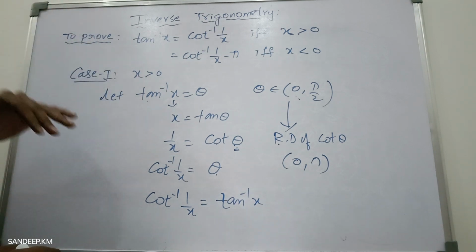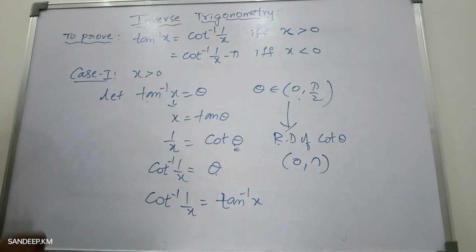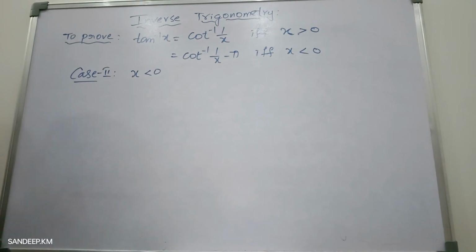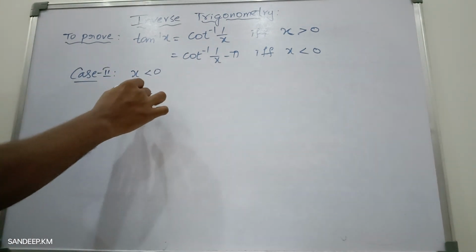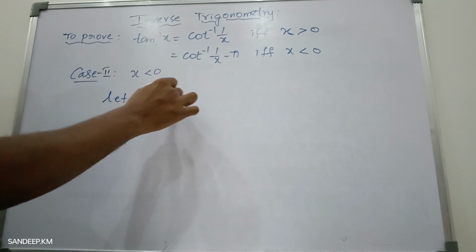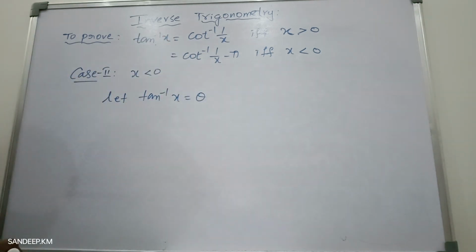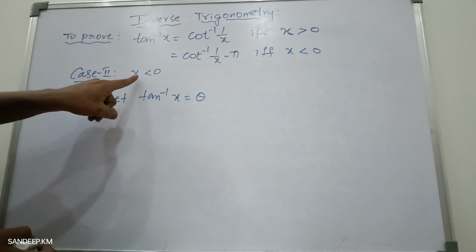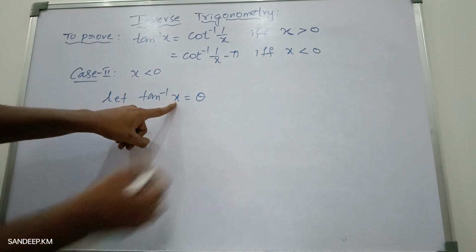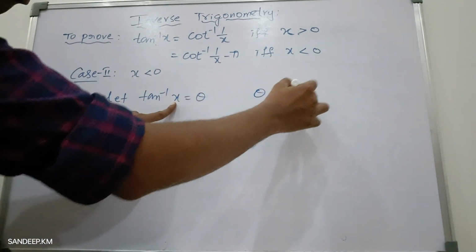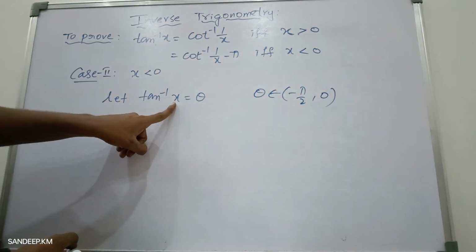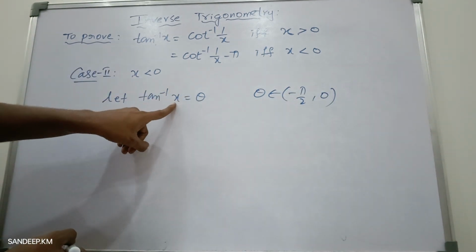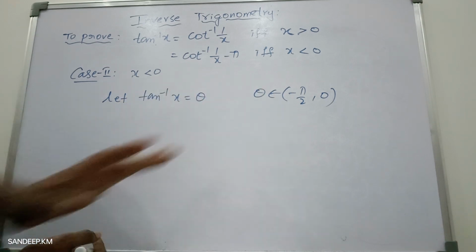Now let us see what happens if x is negative. Please observe carefully, the second case where x is negative. As usual, let tan inverse x, the question, be equal to theta. Now if x is negative, then theta belongs to (-90, 0). It is between minus 90 and 0, because the range of tan inverse x is between minus 90 and plus 90.